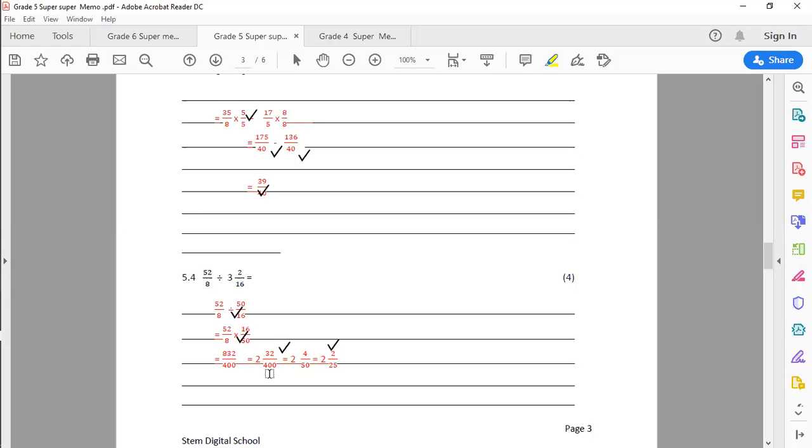Then I simplify these two, right? So I ask myself, what number can divide both of them? It's 8. 8 goes into 832 how many times? 104 times, and into 400, 50 times. And again, I divide the 2. What can I divide them by? 2. 2 divides 104 how many times? 52 times. And 50, 25 times. So I have 52 over 25. I'm done. The marks come from here, here, and from this one: first simplification, second simplification.